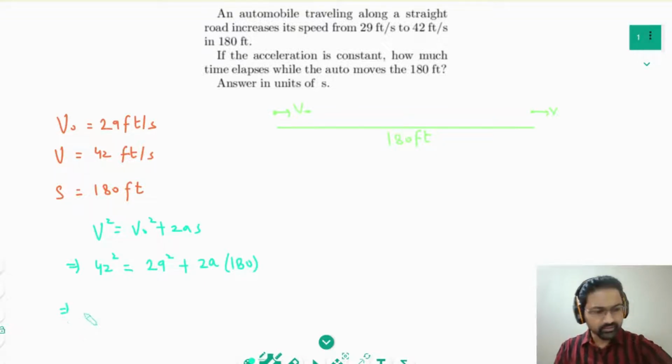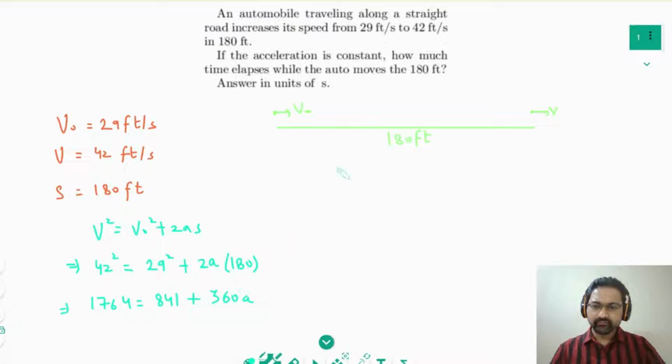I'm going to need the help of a calculator over here. So I'm finding 42 square, which is 1764. Then I need 29 square, which is 841, and then I have 180 times 2, right? So 180 times 2 is 360, so that's 360A.